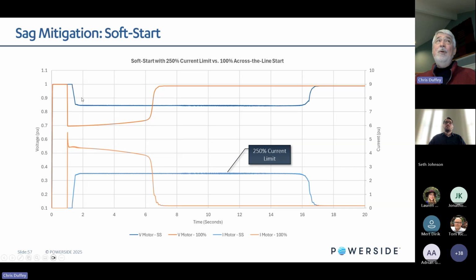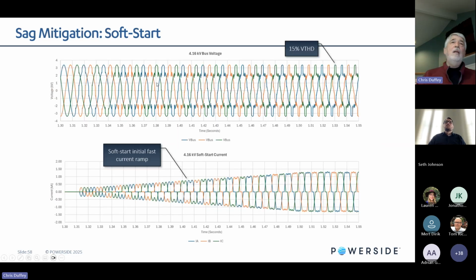Unfortunately, it's still pretty far below 90% at the plant bus, but it is helping from where we were for a across the line start. But the one thing you typically don't see, and which is not talked about very much when people are looking at soft start applications, is how bad does it distort my system? So here I'm showing up to 15% voltage distortion in this case for this soft start, and you can see why, because it's drawing basically a 6-pulse bridge type current.